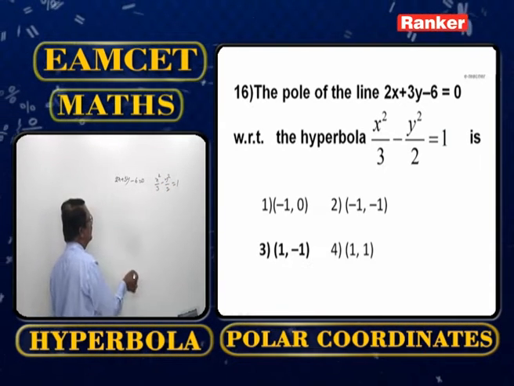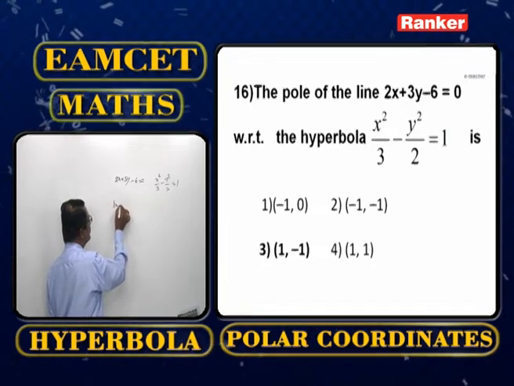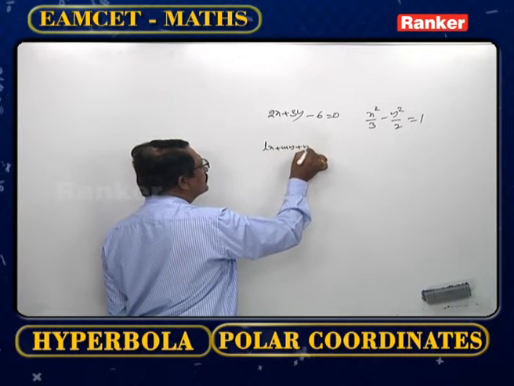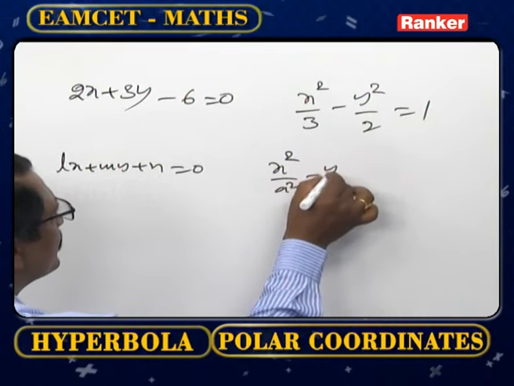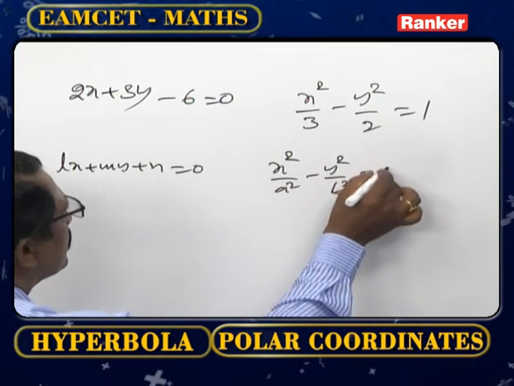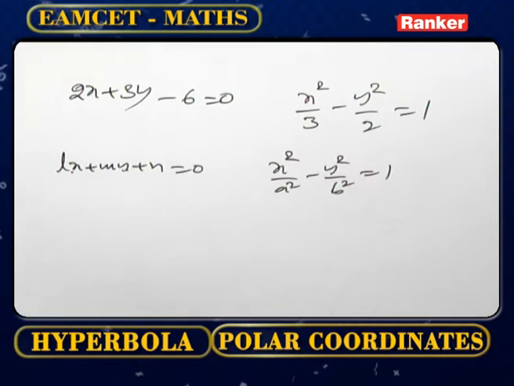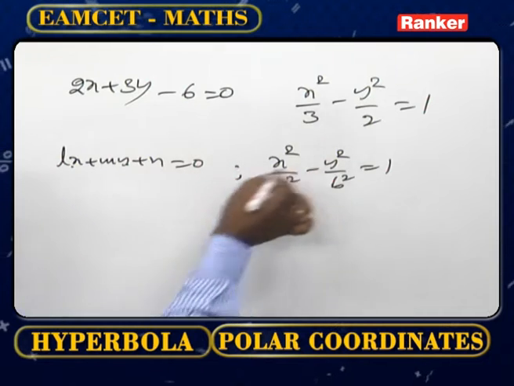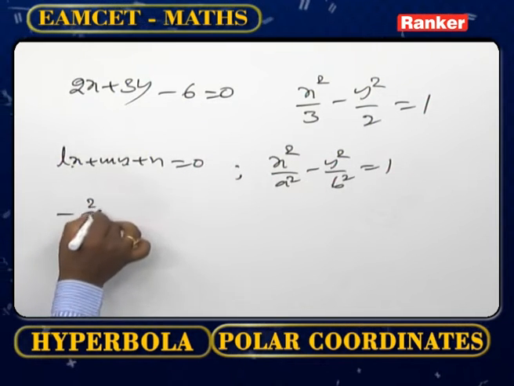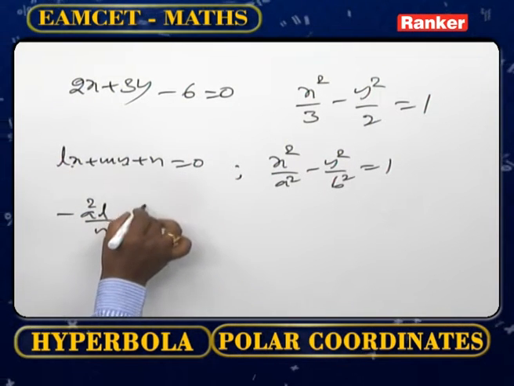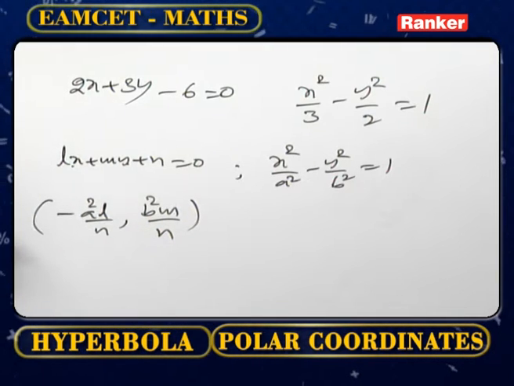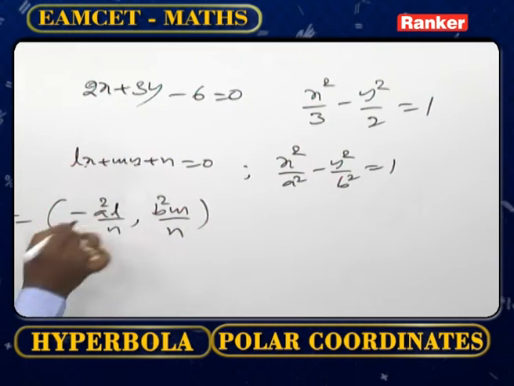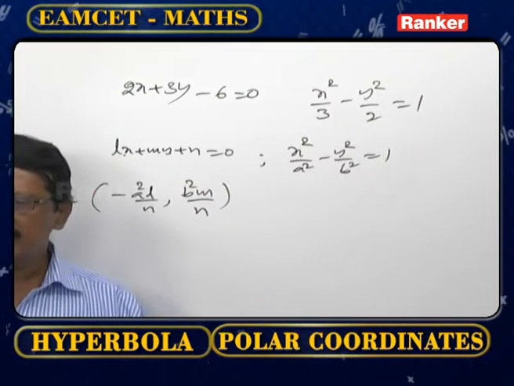The pole of the line, suppose the line equation is Lx plus my plus n equals to 0 and the hyperbola equation is x square by a square minus y square by b square equals to 1. Now, the pole of the line Lx plus my plus n equals to 0 with respect to the hyperbola is minus a square L by n, comma b square m by n.